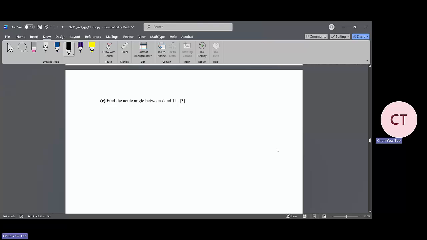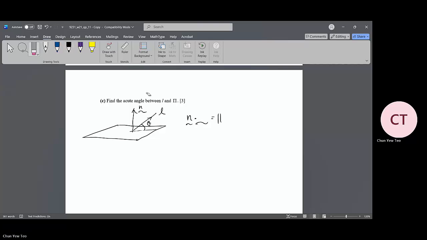And moving on, we have 5C. We want to calculate the acute angle between L and pi. So we know that this is the L, this is the normal vector. So the acute angle between the line and the plane is over here. But we need to use the dot product: n dot a is equal to the magnitude of n times the magnitude of a.